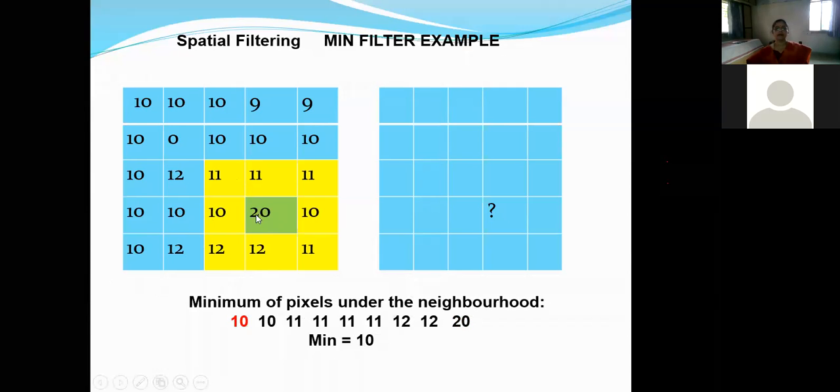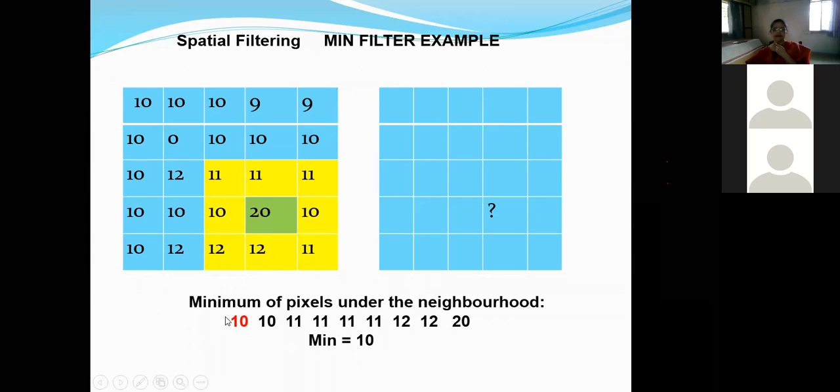Now the third type, the last type of non-linear filter, that is minimum filter. As the name indicates, we replace this pixel value by minimum of the neighborhood. So again consider this 3 by 3 neighborhood, arrange these pixels and replace pixel under consideration by this minimum value, which is 10 in this case.